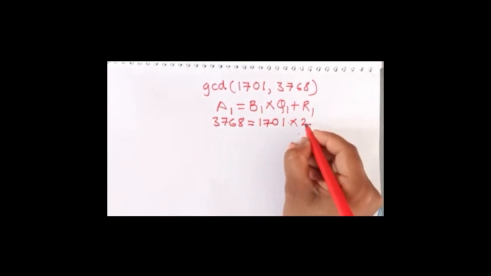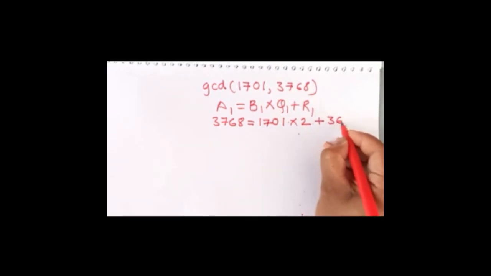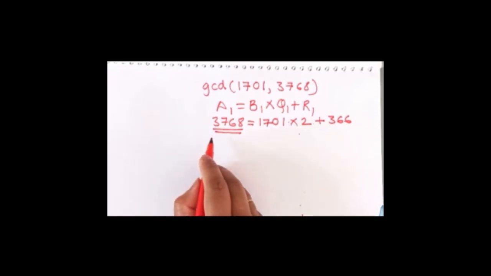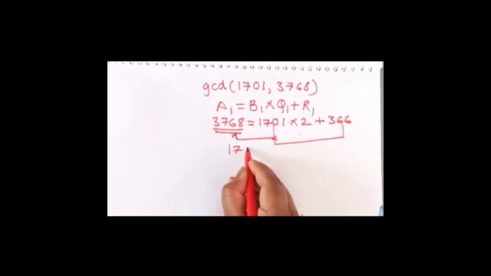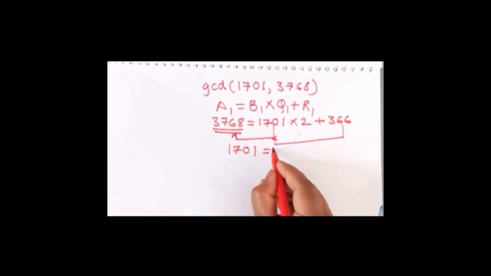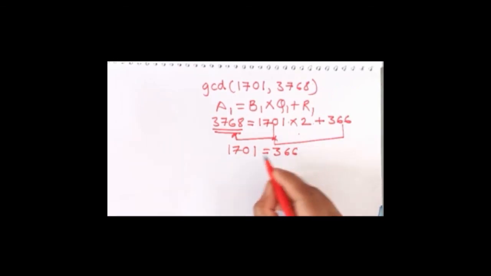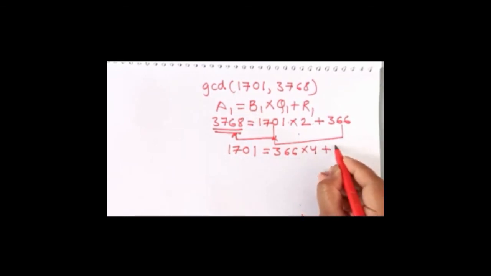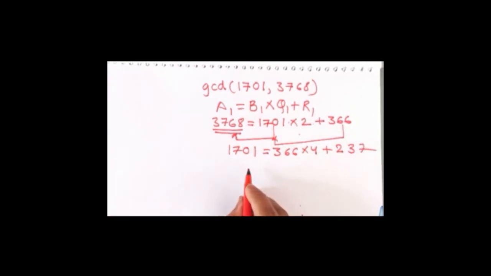When you multiply into 2, you get a number, and to that when you add 366, you get a number equivalent to 3768. Okay, after this swap it here and bring this here. So 1701 equals 366. Now what to multiply through 366 to get a number equivalent to 1701 or just the smaller number? That is multiplied by 4, and to that if you add 237 you get 1701.